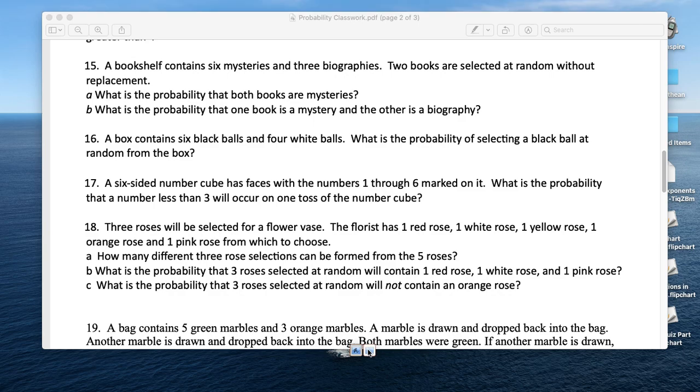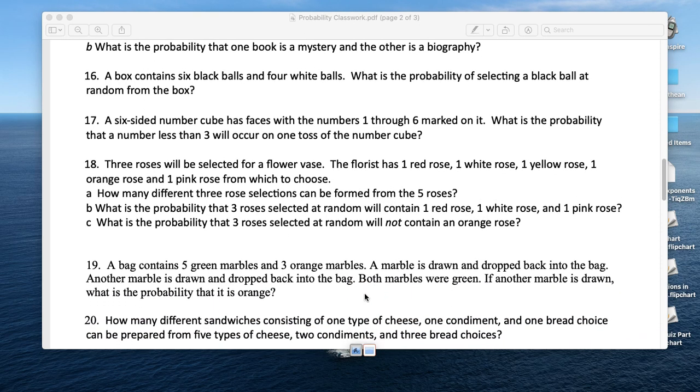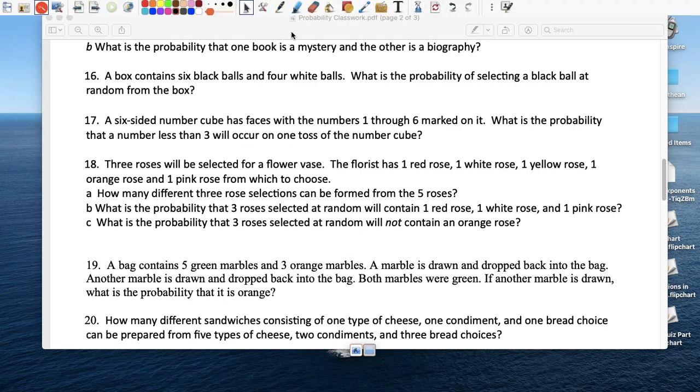3 roses. There are 5 roses, sorry, 3 roses will be selected. But there are 5 of them. How many different 3 rose selections can be formed from the 5 roses? So you want to take 3.